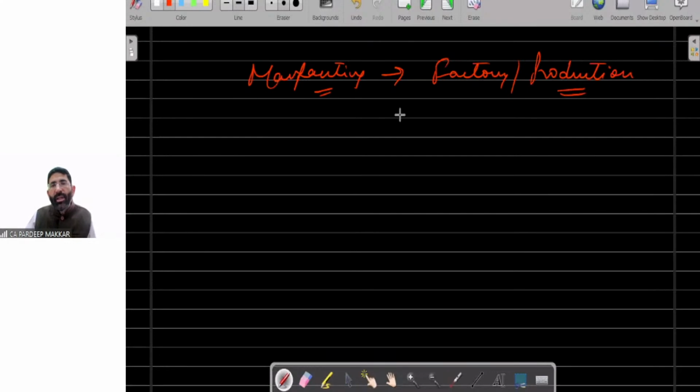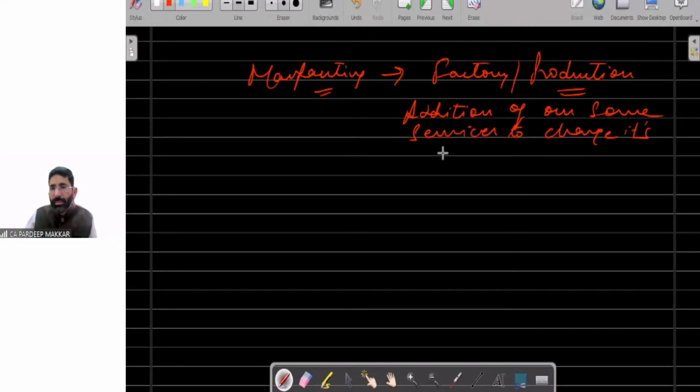or we are in the line of conversion or addition of our services, some services to change its utility. When we are doing such a thing with which the utility is changed, the usage of the product is changed, only then it is called production. Let it be very much clear.